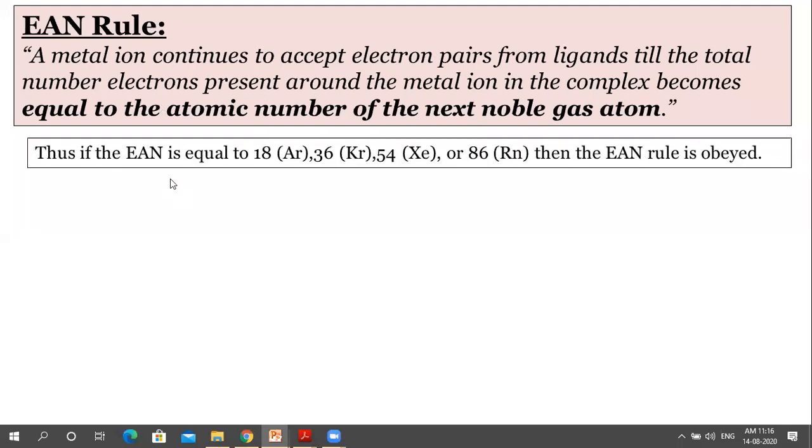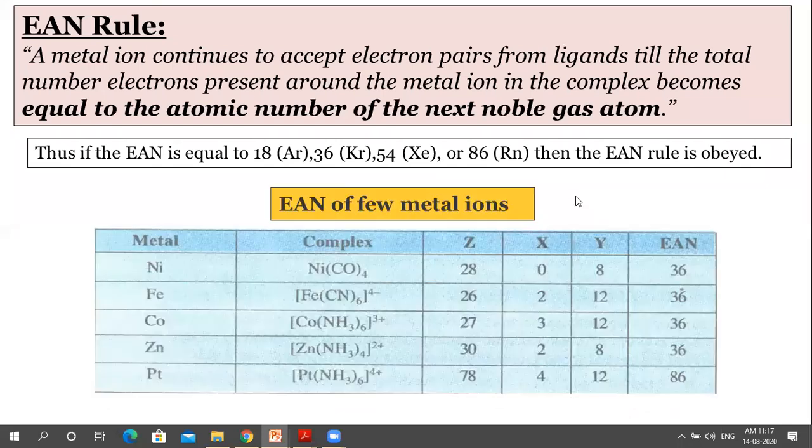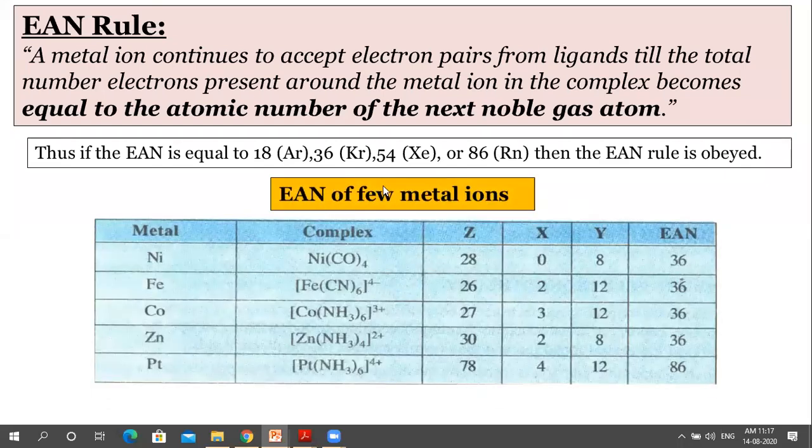So some EANs, effective atomic numbers, are given. See, if the EAN is equal to 18, 18 is the atomic number of argon, 36 is the atomic number of krypton, 54 is the atomic number of xenon. All these are rare gases, and 86 is the atomic number of radon. So we will take one example, then we will understand.